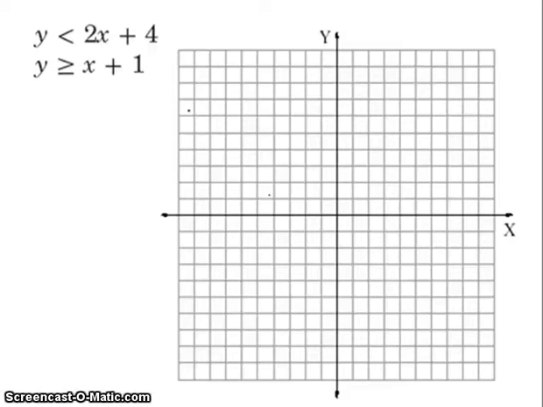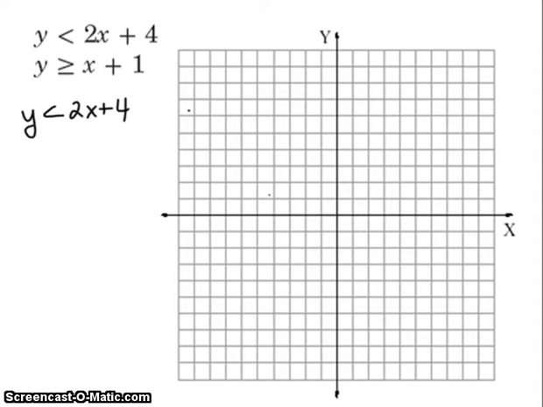All right, here's part two. Okay, part two. Let's hope we get one that's yes, so we could shade the side with 0, 0. All right. Just a coincidence, so we haven't got one yet. We have y is less than or equal to 2x plus 4.